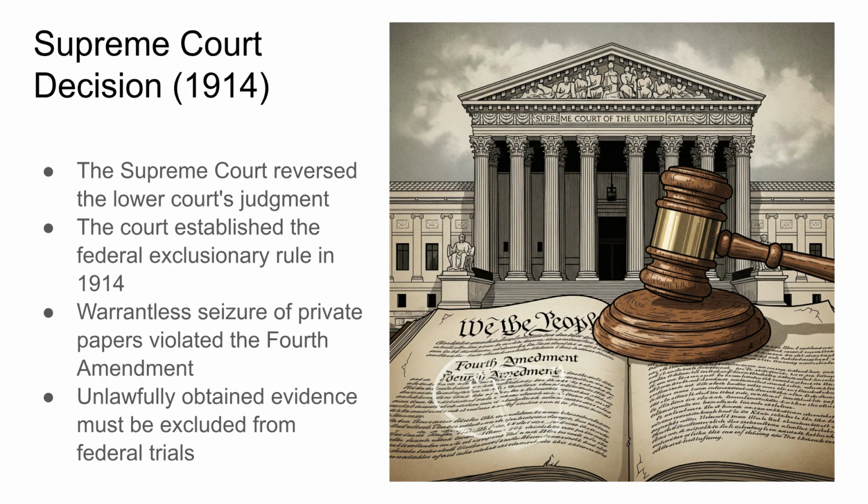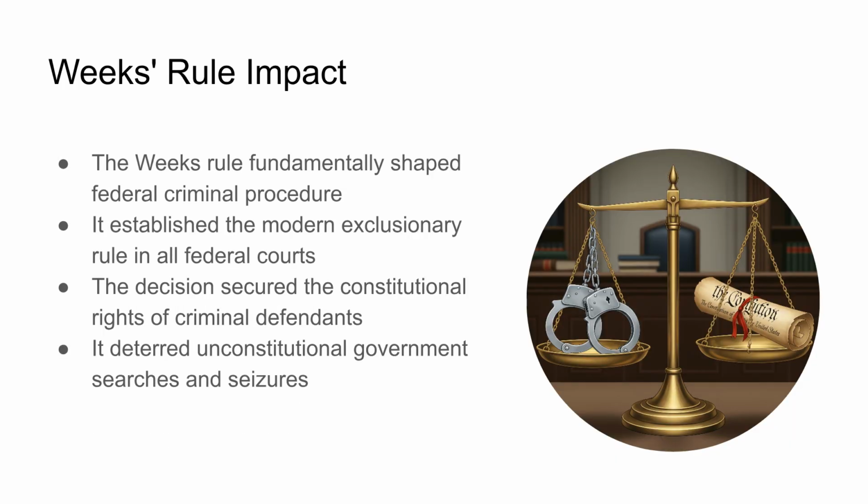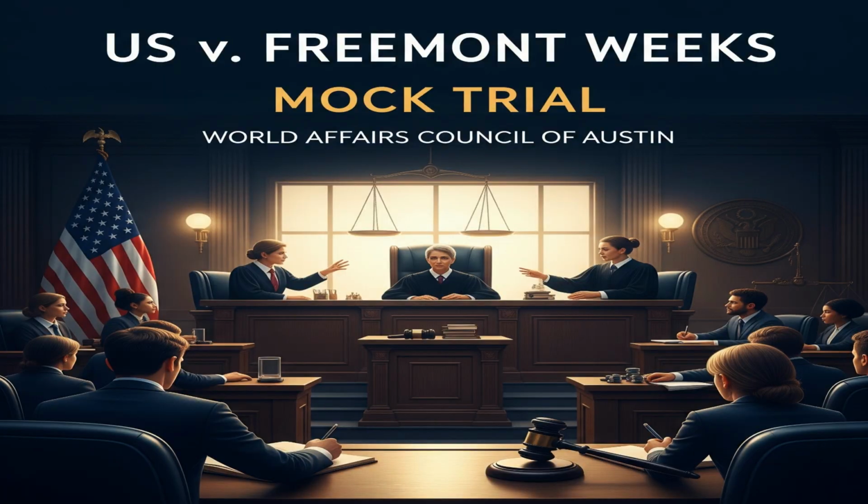In 1914, the Supreme Court reversed the lower court's judgment. It established the federal exclusionary rule, ruling that the warrantless seizure of private papers violated the Fourth Amendment, requiring exclusion of the evidence. The Weeks rule profoundly shaped federal criminal procedure by establishing the modern exclusionary rule in all federal courts. It secured constitutional rights and deterred unconstitutional searches and seizures by the government. This concludes our video on the landmark case of Weeks versus United States and the establishment of the federal exclusionary rule.